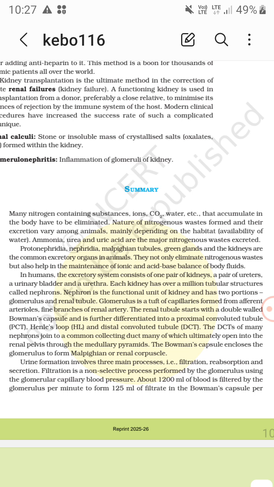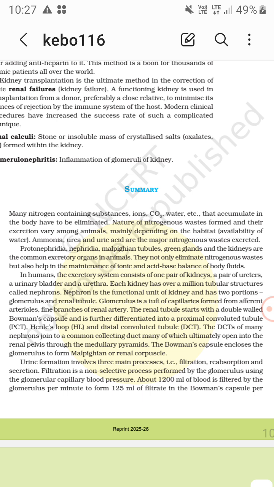Now, protonephridia, nephridia, malpighian tubules, green glands, and the kidneys are the common excretory organs in animals. They not only eliminate nitrogenous waste but also help in maintenance of ionic and acid balance of the body fluids.